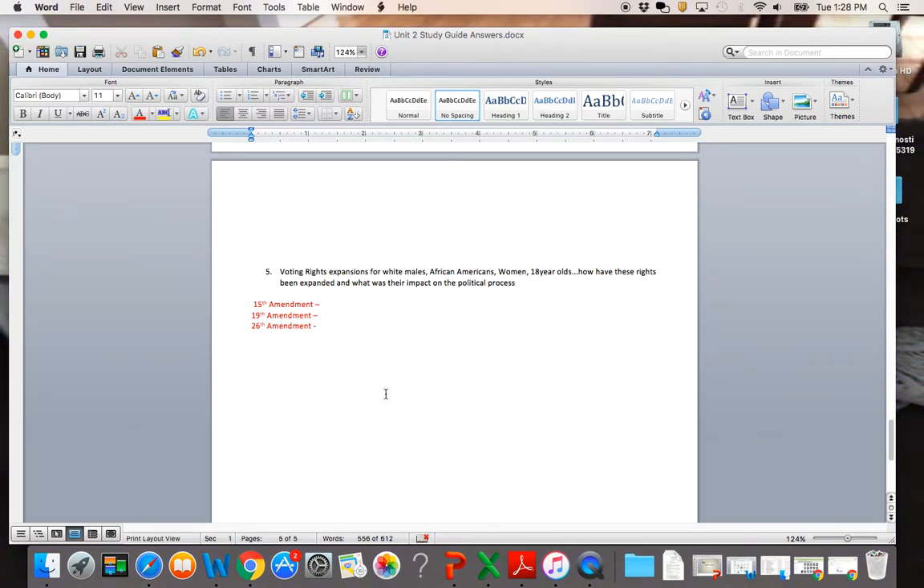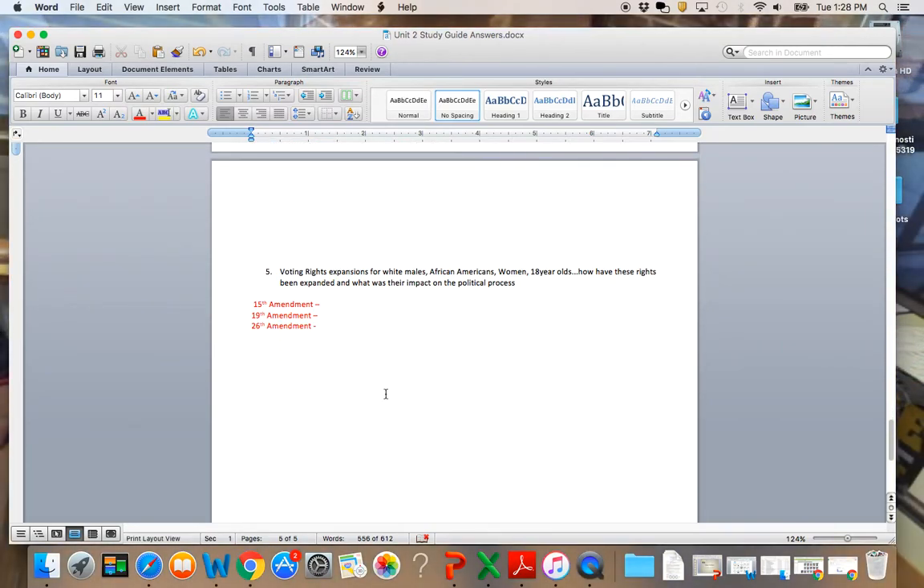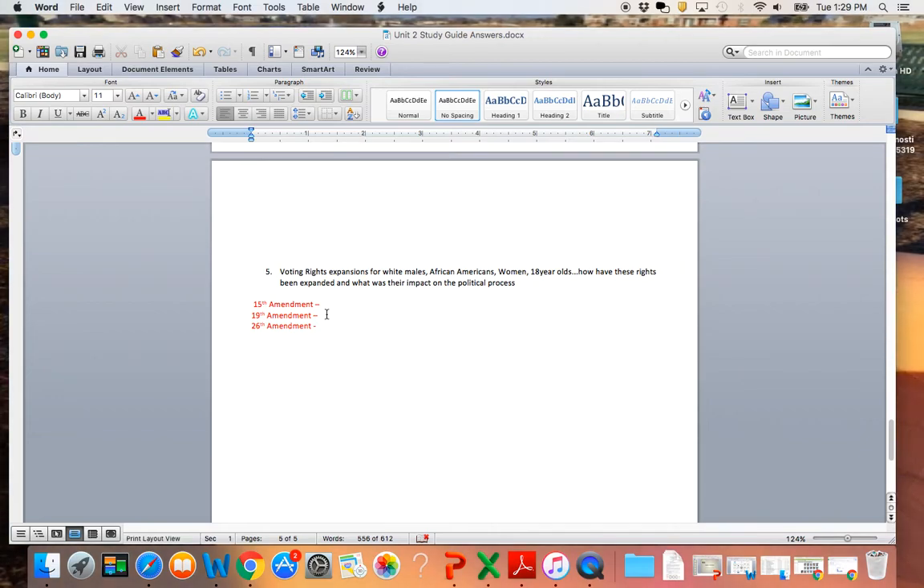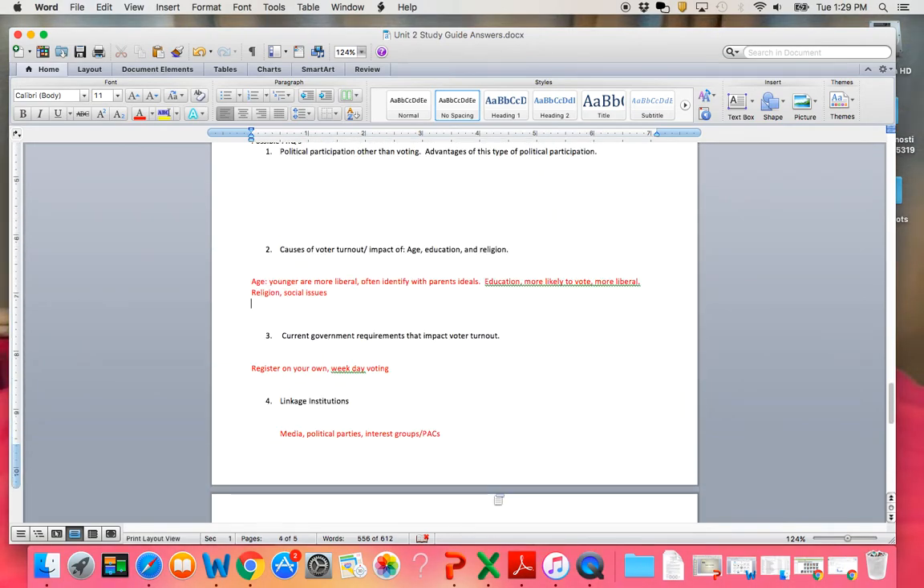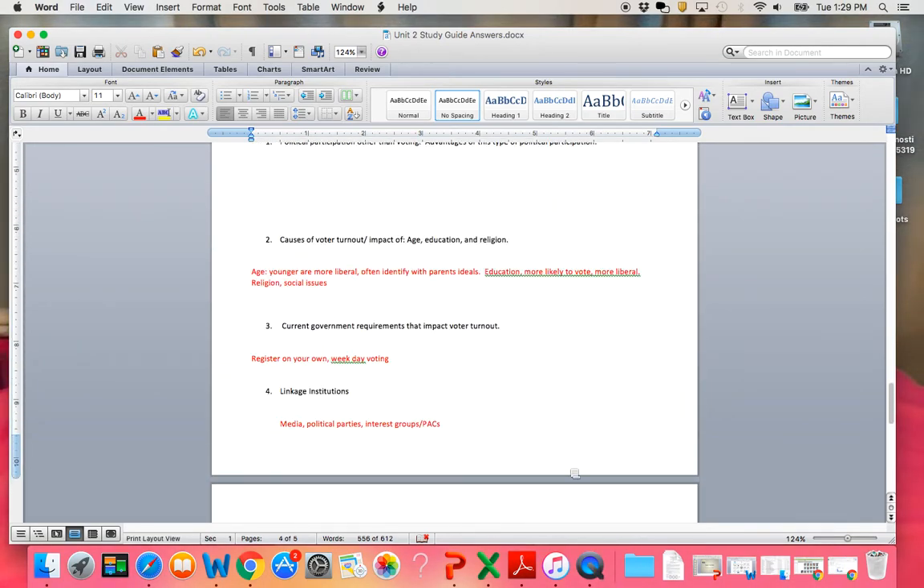Then there are three amendments you should know that expanded voting rights for individuals: the 15th Amendment, for race; the 19th Amendment, for women; and the 26th Amendment, for age. That's Unit 2. Good luck.